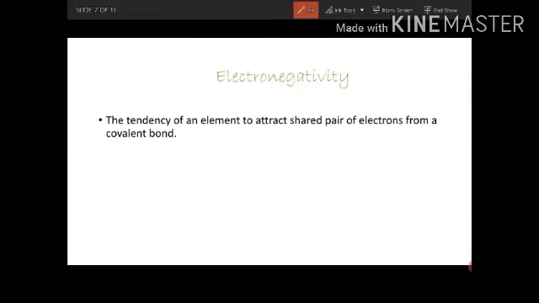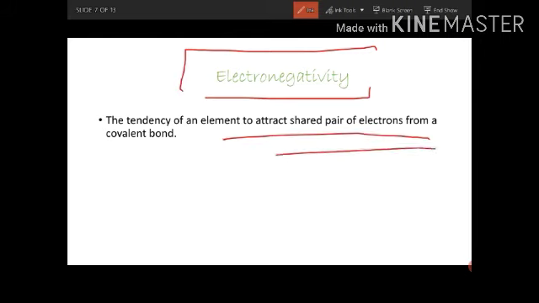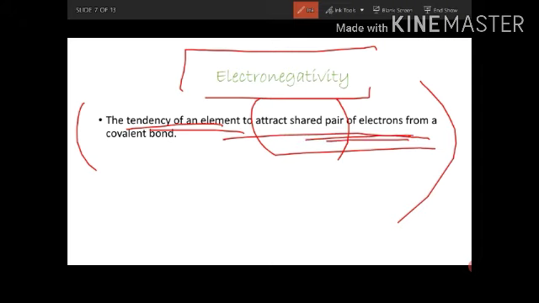Okay dear students, now let's move on to the last topic, that is electronegativity. Now we don't have to learn much about electronegativity and we don't have to understand it in depth. Only let's understand the definition and trend. The definition says it is the tendency of an element to attract the shared pair of electrons from a covalent bond. Now let me take one example of hydrogen.